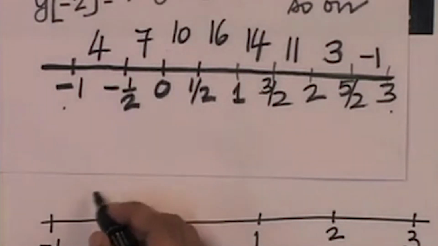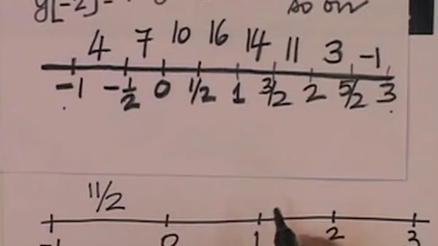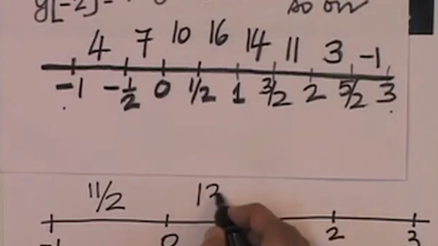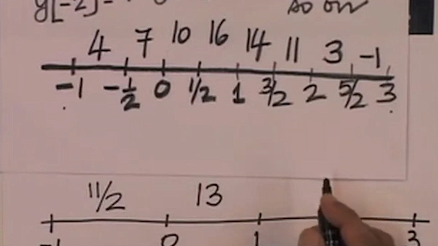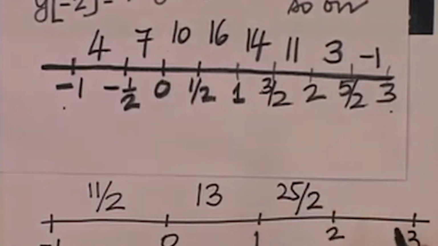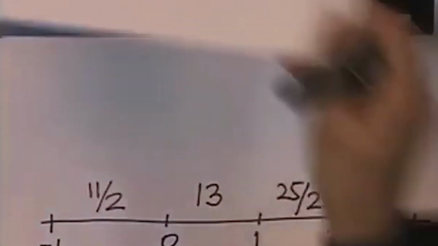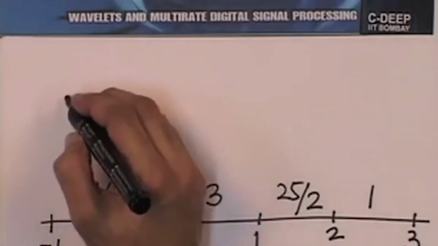So, (4 + 7)/2, that is 11/2 here. (10 + 16)/2, that is 13. Between 1 and 2, it is going to be (14 + 11)/2, that is 25/2. And between 2 and 3, it is going to be (3 + -1)/2, that is 2/2, and that is 1. This is how the projection on V0 would look.